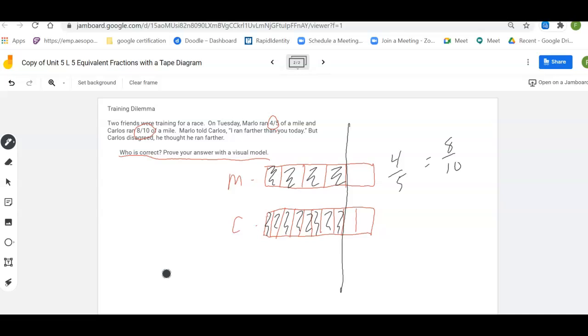So they're both correct, because they have equivalent distances there. So I'll just write that both are correct. Okay. All right, so that's your answer for that one, guys.